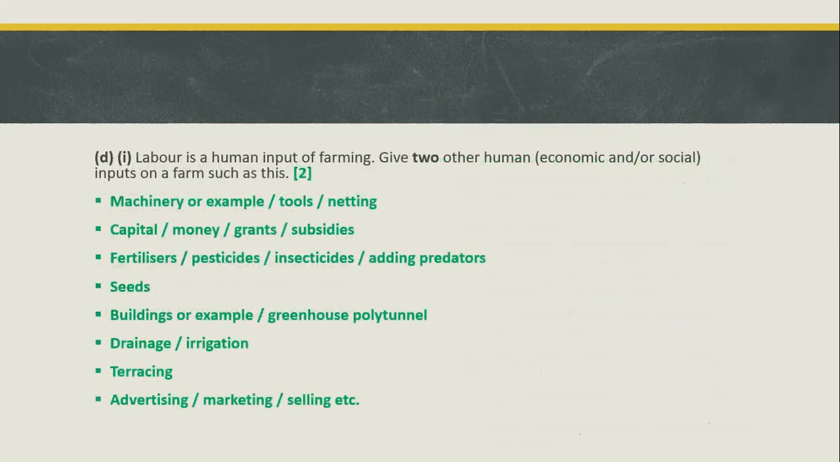Labor is a human input of farming. Give one other human economic or social input on a farm such as this. The answer should be machinery or tools such as netting, capital, money, grants, subsidies, fertilizers, pesticides, insecticides, or adding predators, seeds, buildings, for example greenhouse, polytunnel, drainage, irrigation, terracing, advertising, marketing, selling, and etc.